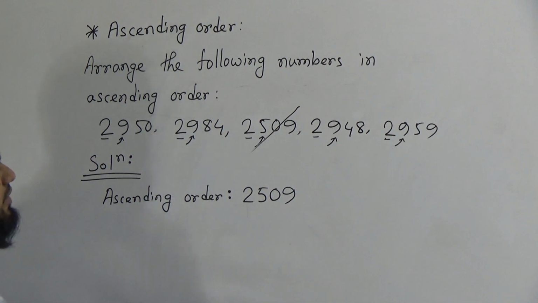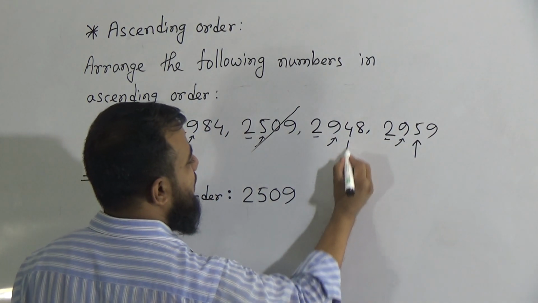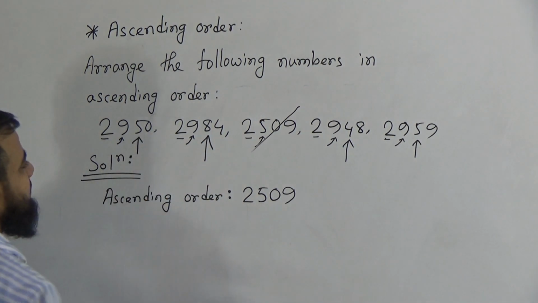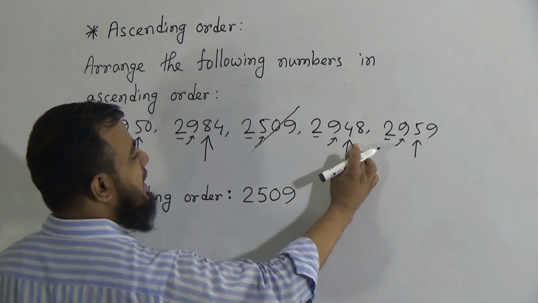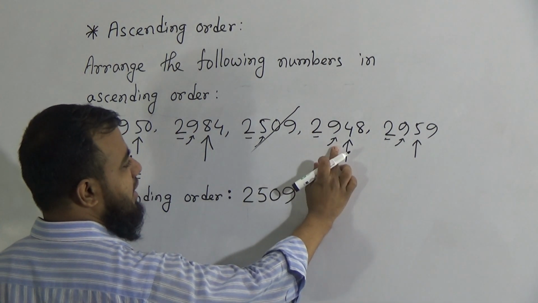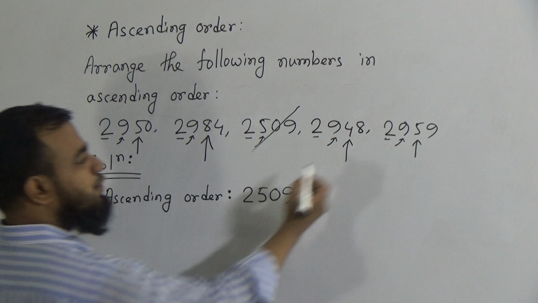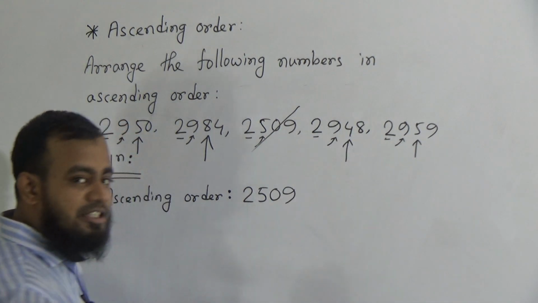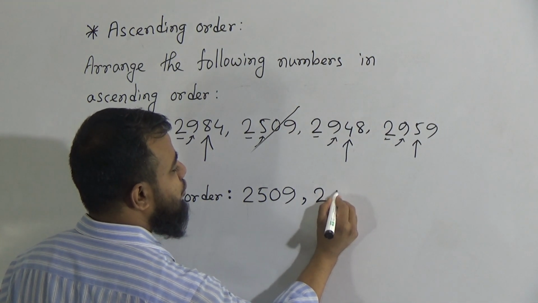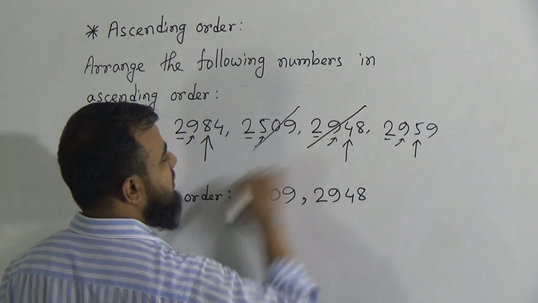Look, my dear students, we have 5 in the tens place, we have 4 in the tens place, we have 8 in the tens place, and we have 5 in the tens place. Among these, 4 is the smallest in the tens place. That's why 2948 will be our next smallest number, because 4 is the smallest in the tens place value. We should write down the next number by using a comma in between these two numbers. 2948 will be our next number and we should cut this number from the question.